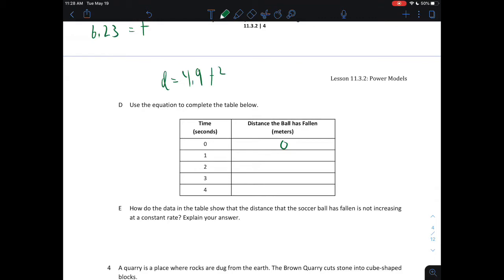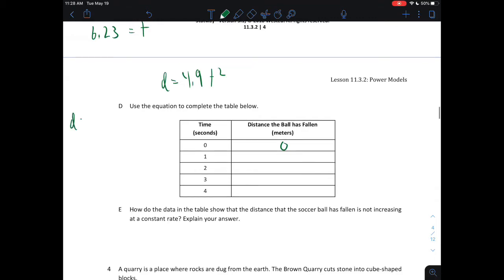But you could also find this out by just putting 0 in for t. d equal to 4.9 times 0 squared. Well, 0 squared is just 0 times itself. That's 0. And then 4.9 times 0 is also 0. So now how about t equal to 1? d would be equal to 4.9 times 1 squared. And now before you grab your calculator, what's 1 squared? That's 1 times 1. That's 1. And now what's 4.9 times 1? Anything times 1 is itself, 4.9.